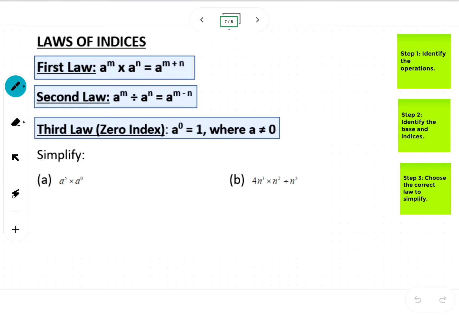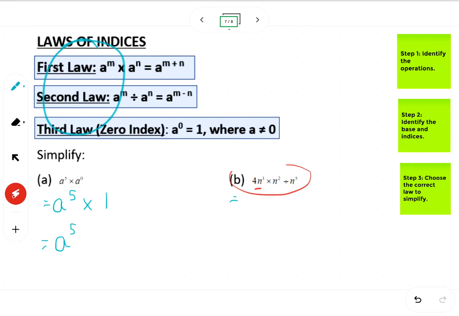Okay, next one. We will be using all the 3 laws for these 2 questions. A power 5 times A power, index 0. So A5 times, remember, kalau power 0 ataupun index 0, it means 1. So times 1. When you multiply something by 1, you will get A power 5, or A index 5.